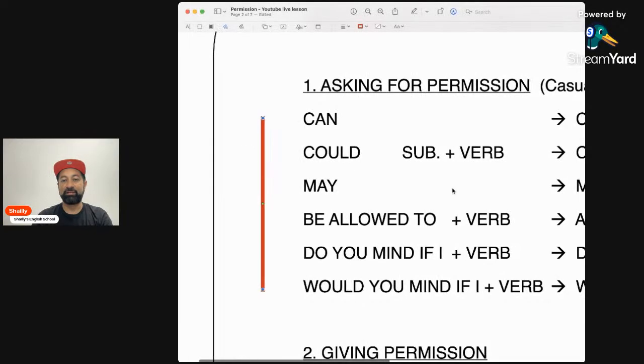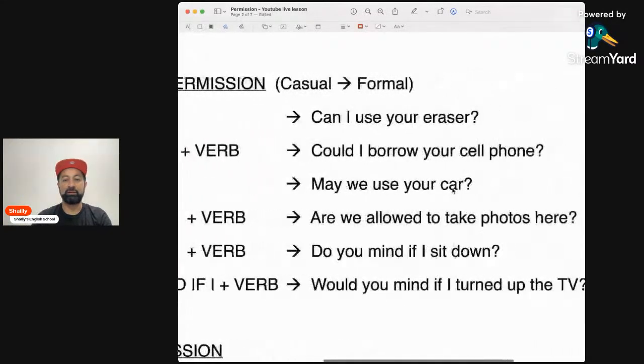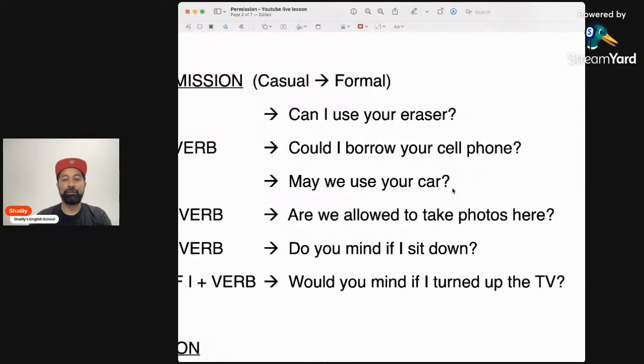So let's look at some example permission questions. The very first one is, can I use your eraser? So if you are in class, maybe you're studying, and you need to erase something, but you don't have an eraser, but your neighbor, your friend has an eraser. You want to use the eraser, but you can't just take it. You need to ask. So, can I use your eraser?